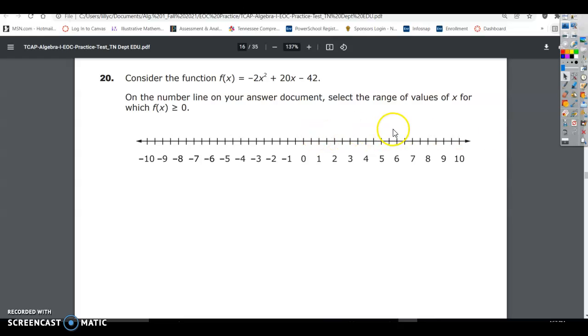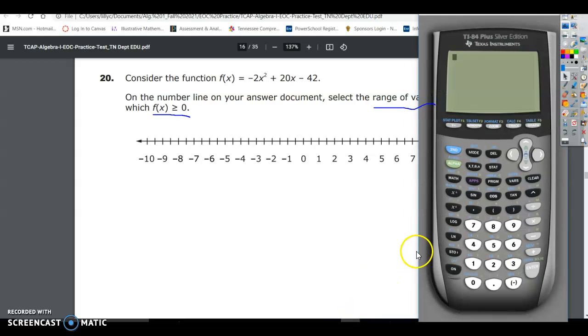All right, so it wants us to select the range, and we know that the range is the y values. So we want all y values that are greater than or equal to 0. I know this is a quadratic equation, so it's going to be a parabola. So I want to look at the graph and see what this looks like.